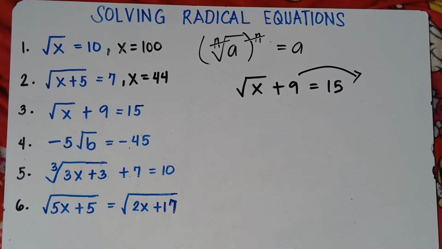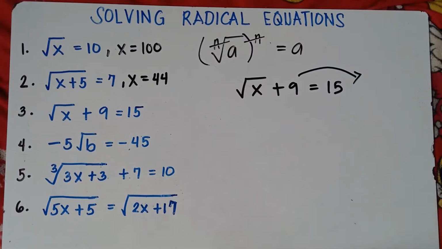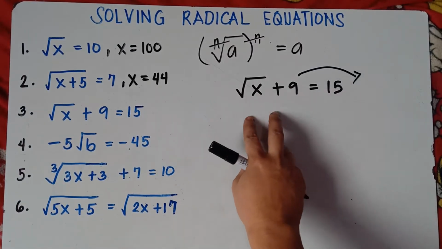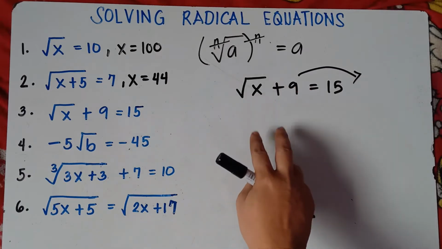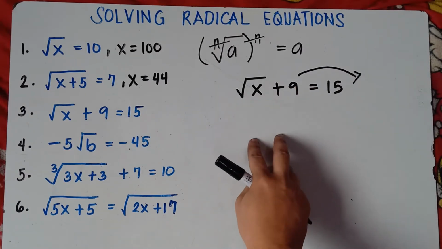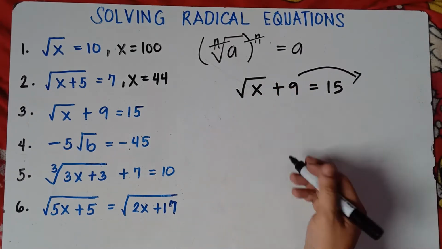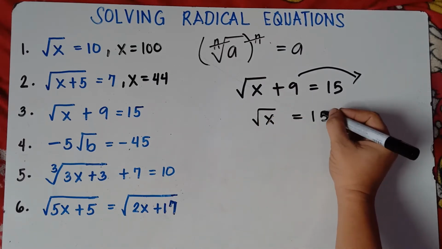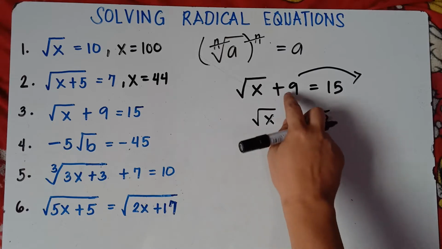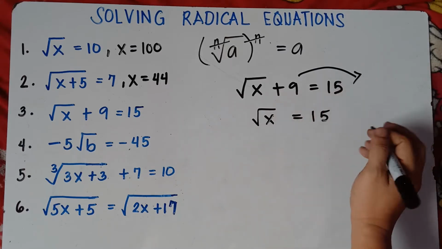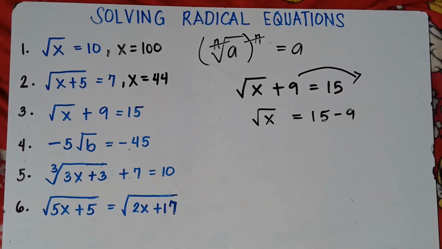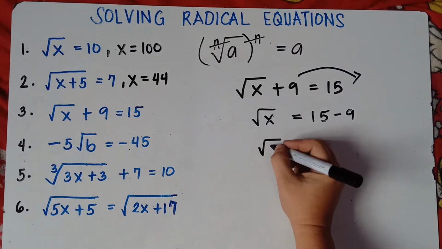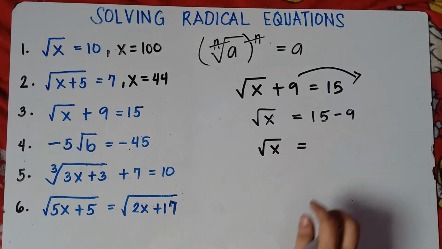Now question, why is that, sir? So that the remaining equation, class, on the left side will be only square root of x. We need to isolate, class, the equation that contains the radical symbol. So this will be square root of x equals, copy 15. This is positive 9. Once you transfer from this equal sign, you change the sign. It becomes negative 9. So copy square root of x equals 15 minus 9.